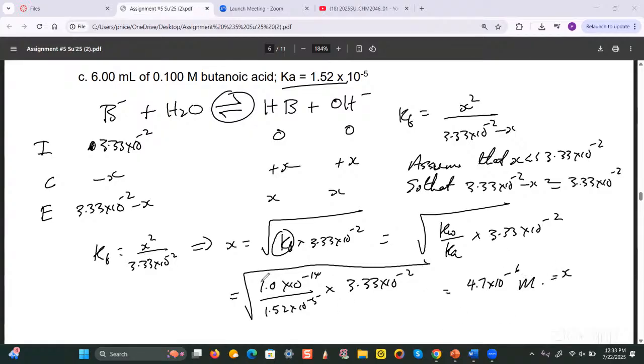And then what would be the next step? Now that we have solved for X up to this point, what would be the next step? Percent dissociation will be equal to 4.7 times 10 to the minus 6 M divided by the initial molarity, which is 3.33 times 10 to the minus 2, times 100%. Okay, let's see what that gives.